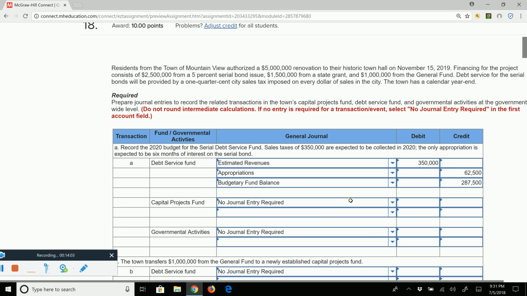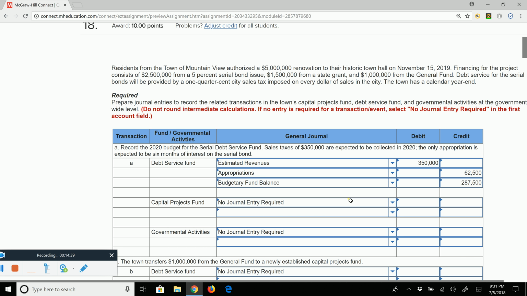All right, so we have the town of Mountain View. The residents authorized a $5 million renovation to their historic town hall. And so where's the $5 million going to come from? Well, $2.5 million is going to come from a 5% bond. $1.5 million is going to come from a state grant. And the other $1 million is going to come from a transfer from the general fund. Debt service for the bonds will be provided by a 1/4 cent city sales tax. All right, that's where we're going to get the money to pay back these bondholders.